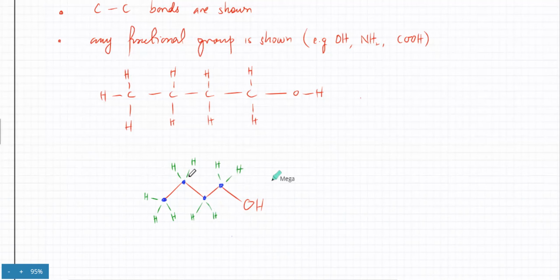So that's your skeletal formula. The red one is your skeletal formula. The hydrogens are not shown. Even the carbon atoms are not shown. What you just need to remember is that in this zigzag line, the ends are your carbon atoms. Okay? Is this clear?